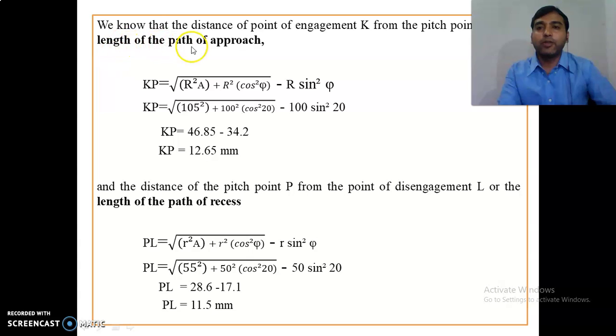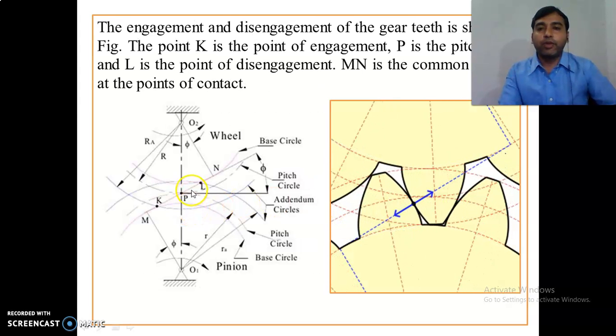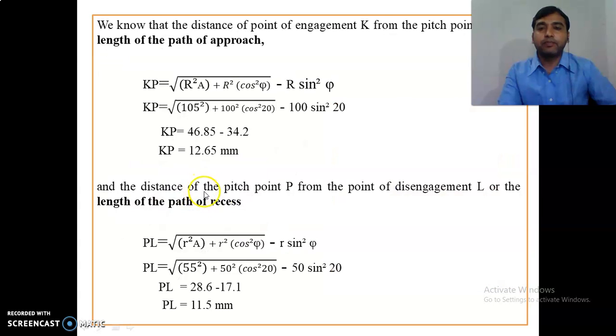So it is called the length of path of approach. Similarly, we are finding the length of path of recess, that is from point P to L. This is the recess. Now the formula for PL is the same, but we are taking the addendum radius of the smaller circle and the pitch circle radius of the smaller circle. So put the value of the addendum radius 55 and pitch circle radius 50. Put this value, phi value is 20. So we get PL as 11.5. This is the length of path of recess.